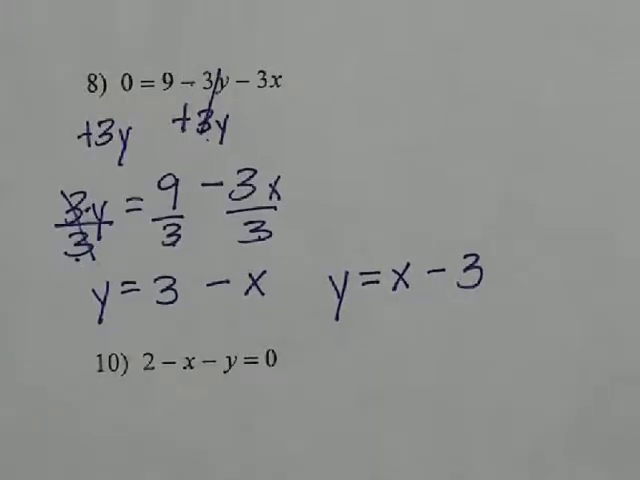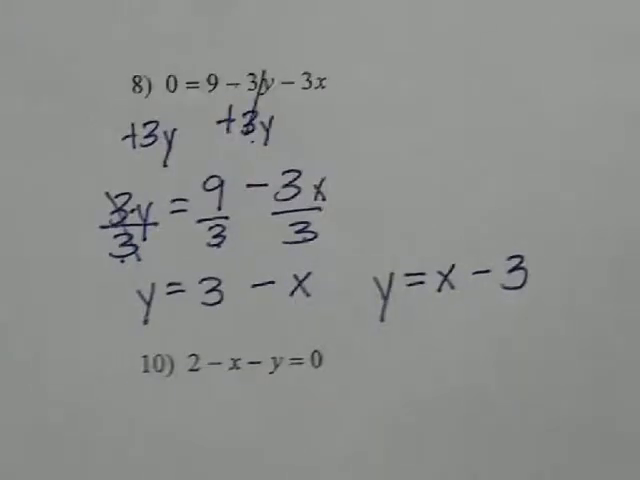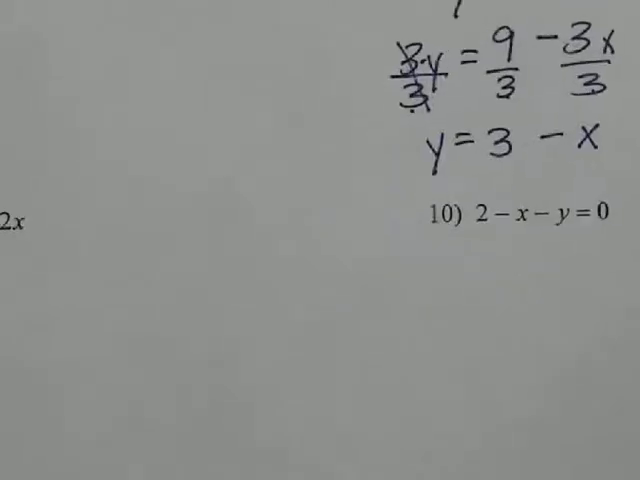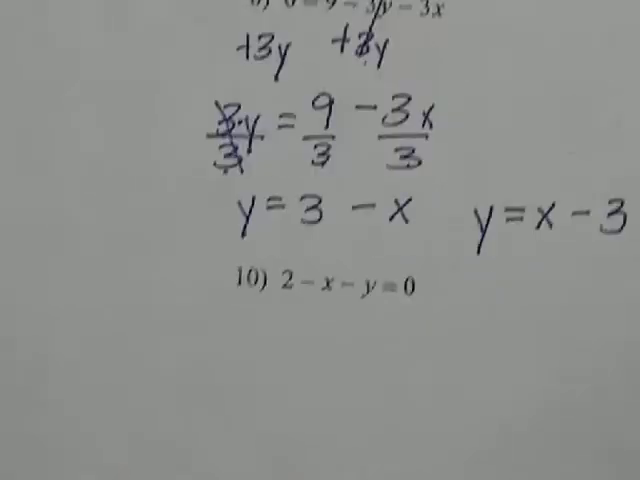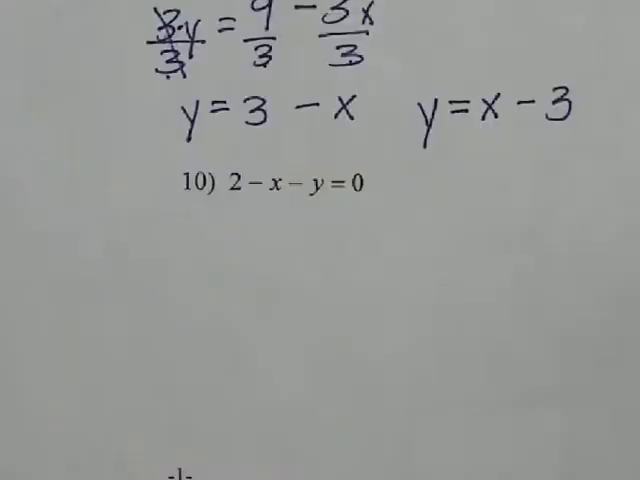Okay. Let's look at one more from this side. Let's go down here to number 10. Let's look at number 10. 2 minus x minus y equals 0.